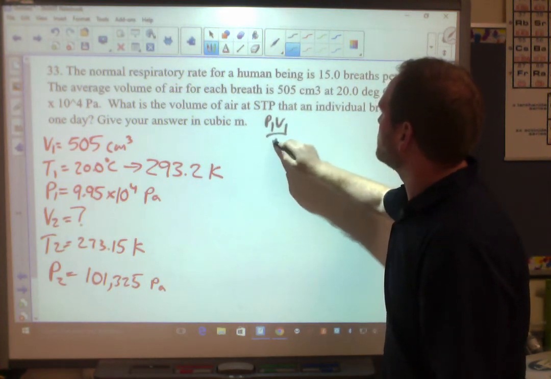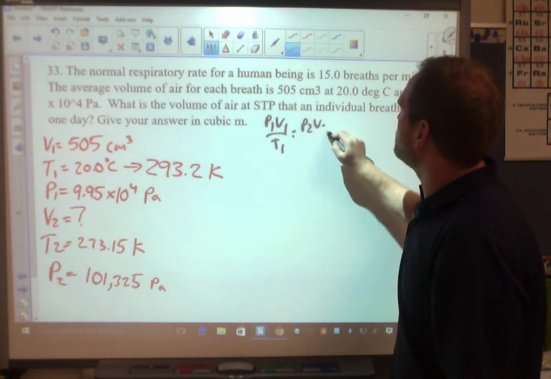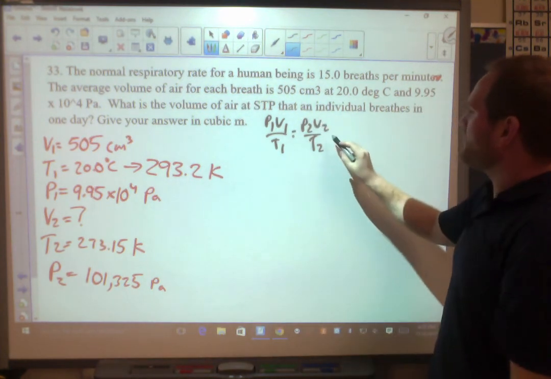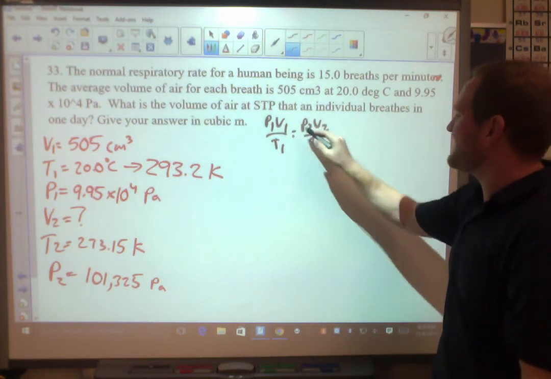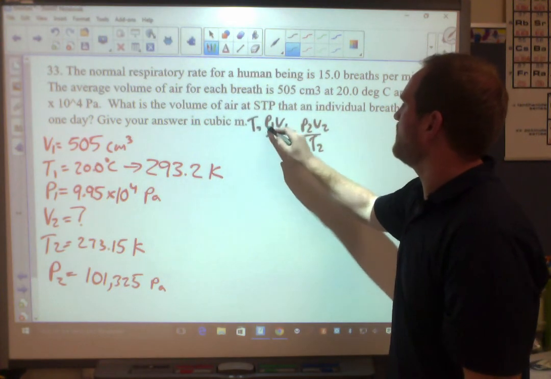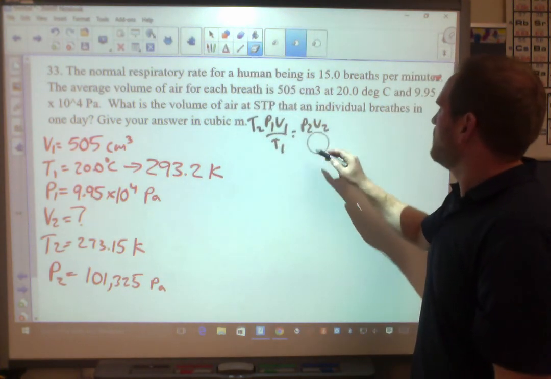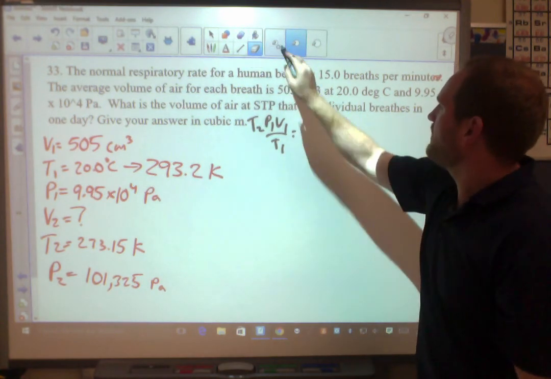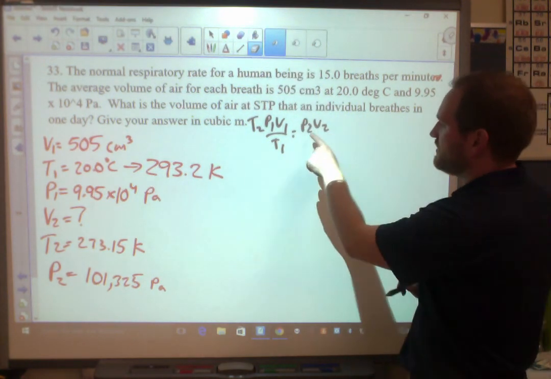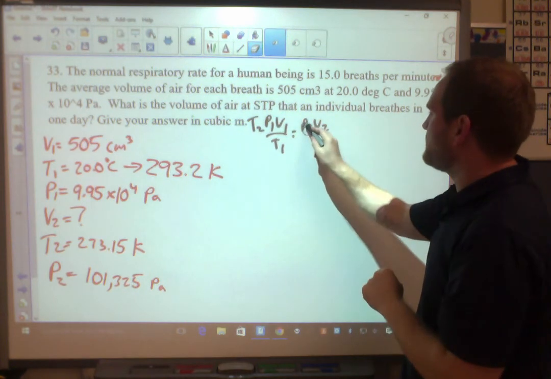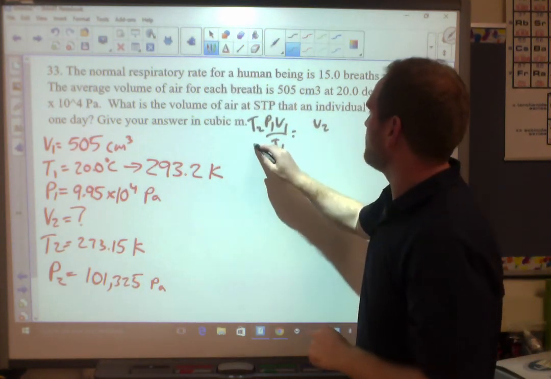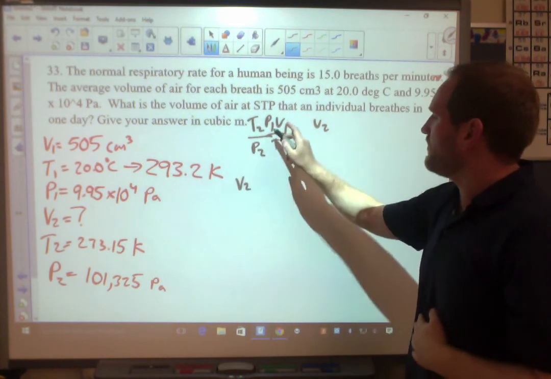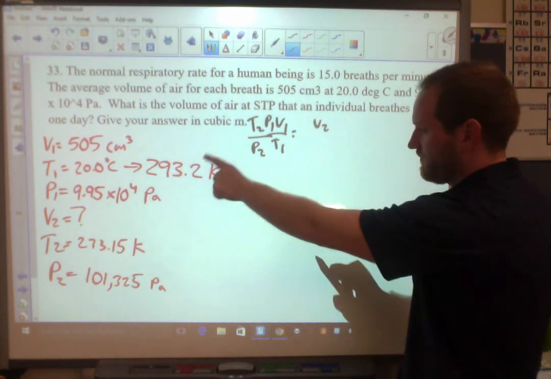P1 V1 over T1 equals P2 V2 over T2. To get V2 by itself, first thing we do is multiply both sides by T2. Now, to get V2 by itself, divide both sides by P2, and that's going to reappear down here. So, V2 is going to equal this, so let's plug it in carefully.